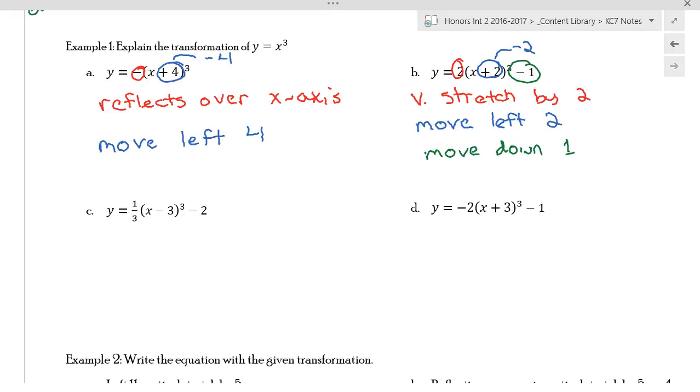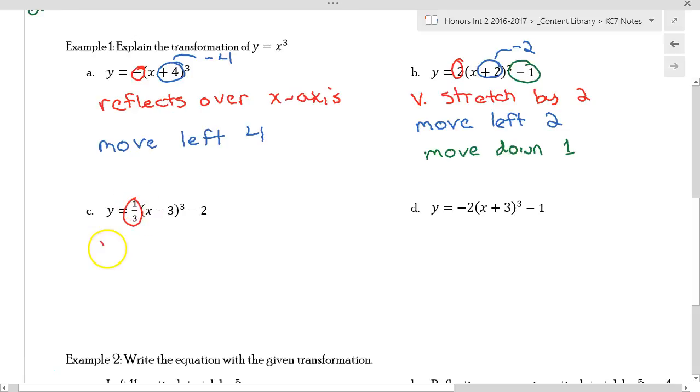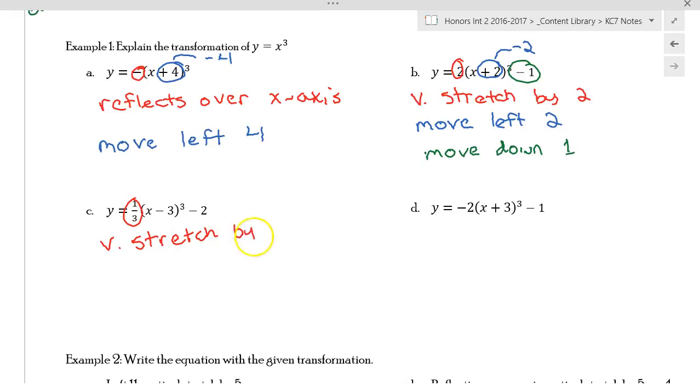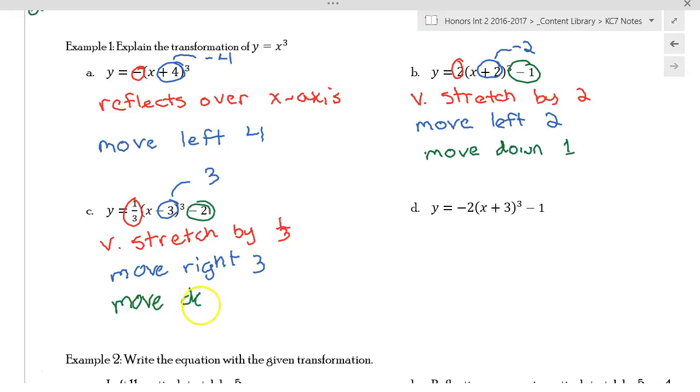Inside versus outside. Looking at C, again, I have that number outside. It's a vertical stretch by 1/3. Inside is negative 3, so that's going to change to positive 3. So this is going to move right by 3. And then outside I have negative 2. I keep that sign, so it's going to move down 2.